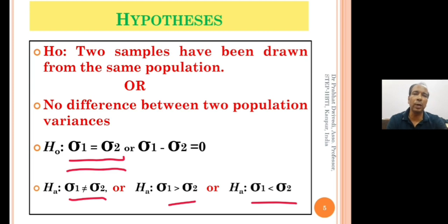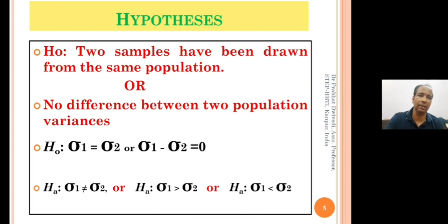So the first one is two-tailed z-test, and this second one, with the sign of greater than, is right-tailed test, and sign less than indicates left-tailed z-test. So these are the null and alternative hypothesis which we will be testing further.